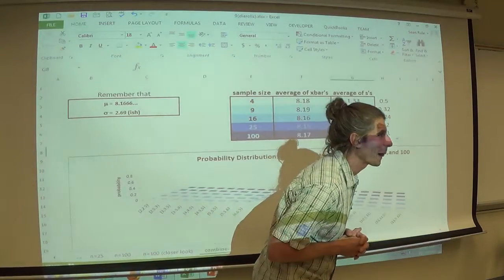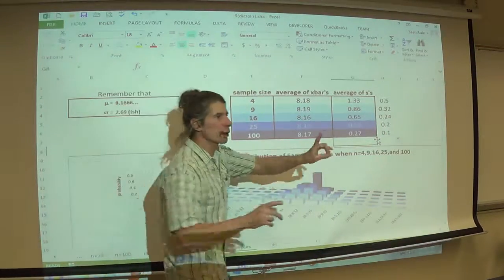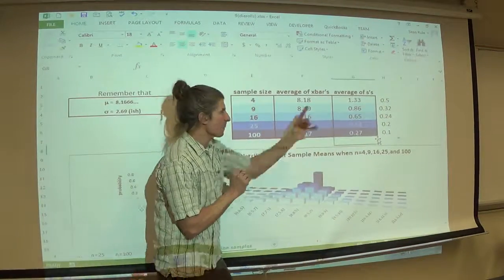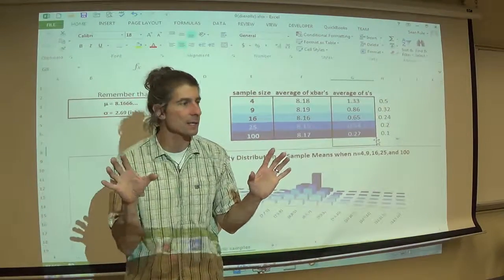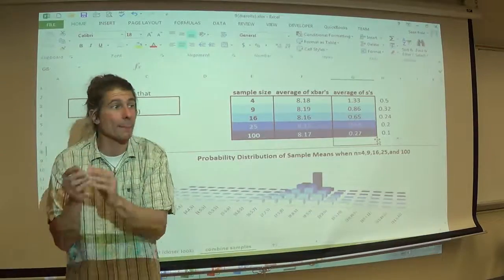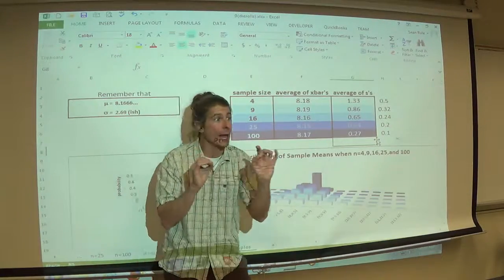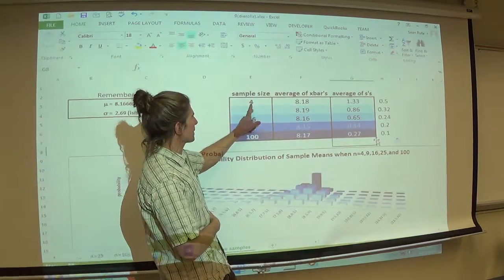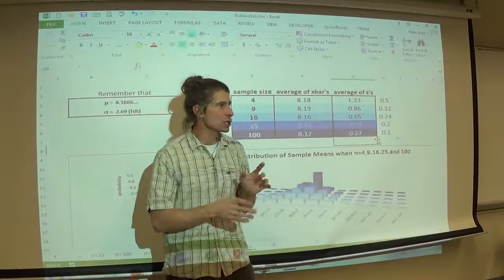Well, it was 10,000. So what's the relationship between all these numbers? What's varying that makes them vary? You already know the answer to this. The standard deviation is varying, but what's making the standard deviation vary again? The sample size. What's the relationship between the sample size and the standard deviation change?